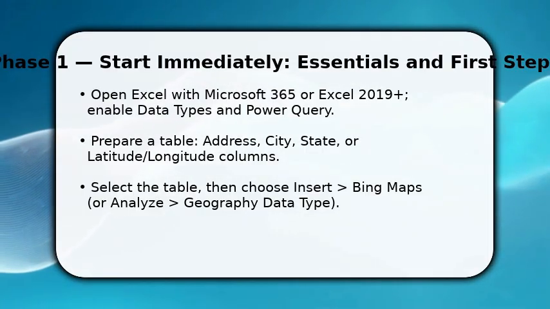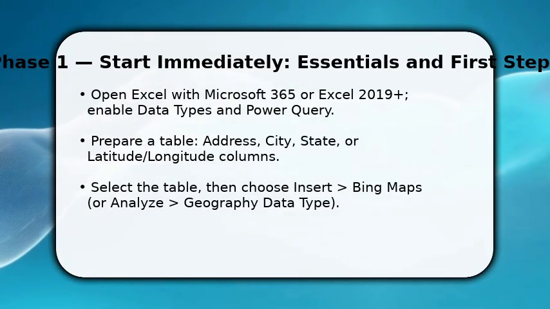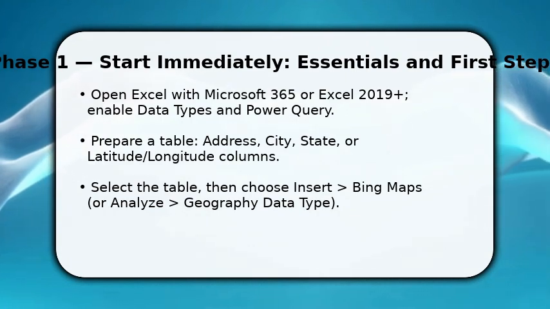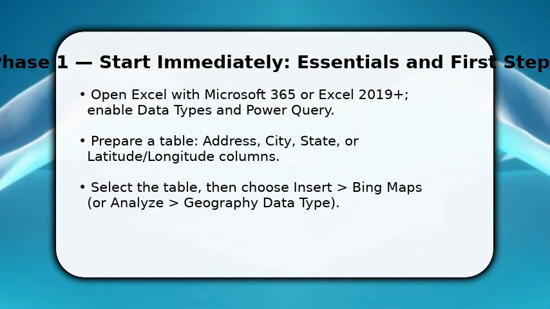Next, select the table and insert the Bing Maps visual or convert the address column to the geography data type, so Excel can geocode automatically. This first step gets raw data into a structured form, so mapping works cleanly and reliably.